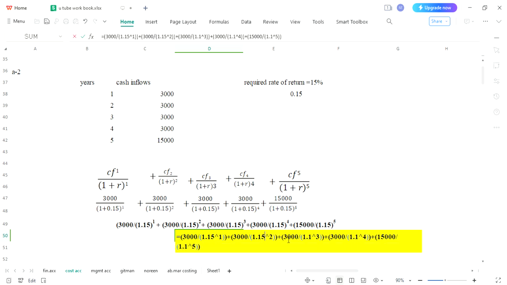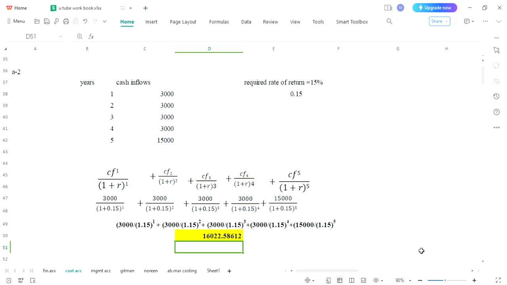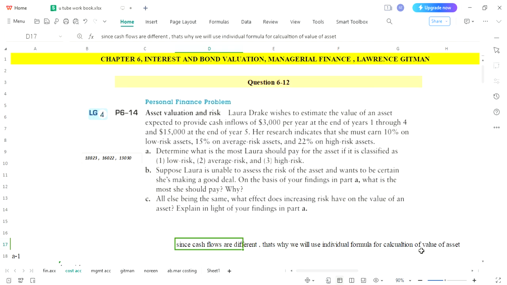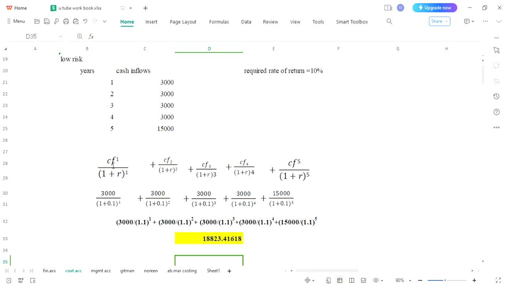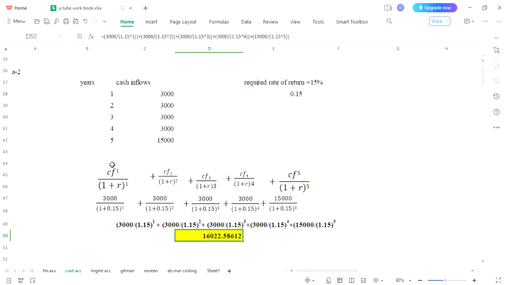Again 15 for third, 15 for fourth, 15, and for fifth it is also 15%. So I'm going to click it to get the answer. You can take the screenshot over here, with which you will be able to remember how we have put it on our calculator. So second 16022. Let's get back and you can check the answer 16022. Our answer is also 16022.